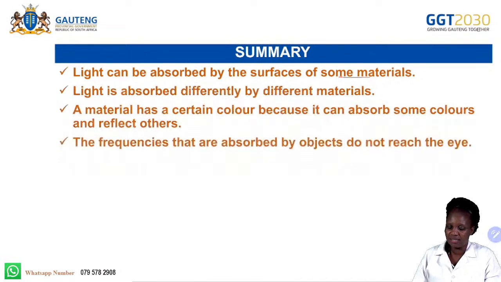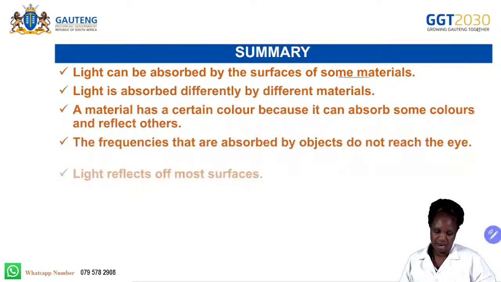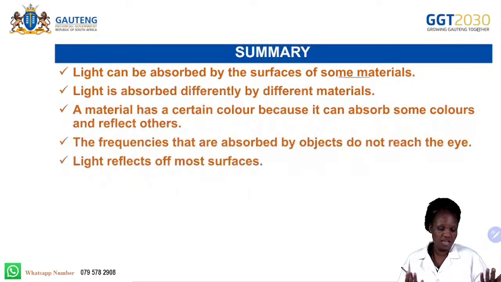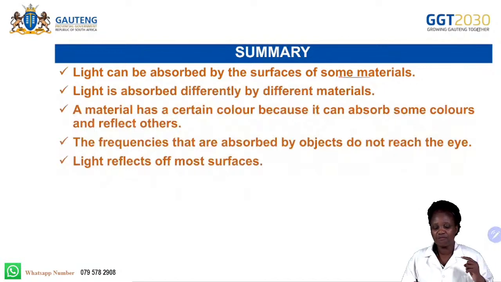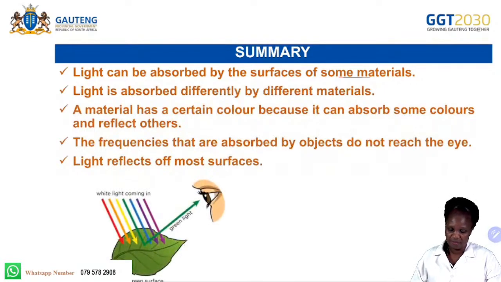And then the frequencies that are absorbed by objects do not reach the eye because they will be absorbed. Therefore, none will be reflected, so we won't see them. And then light reflects off most surfaces.